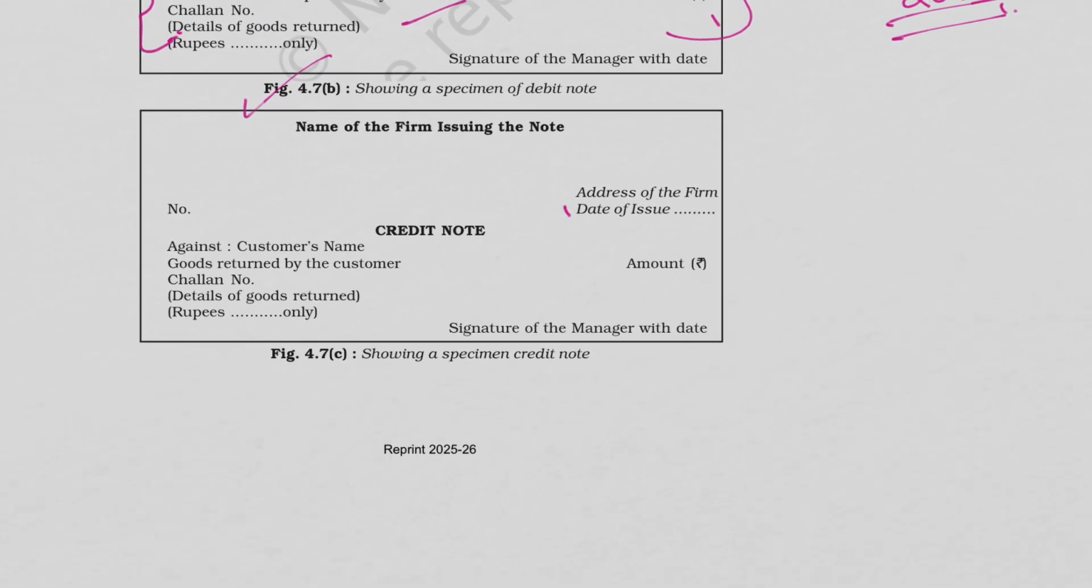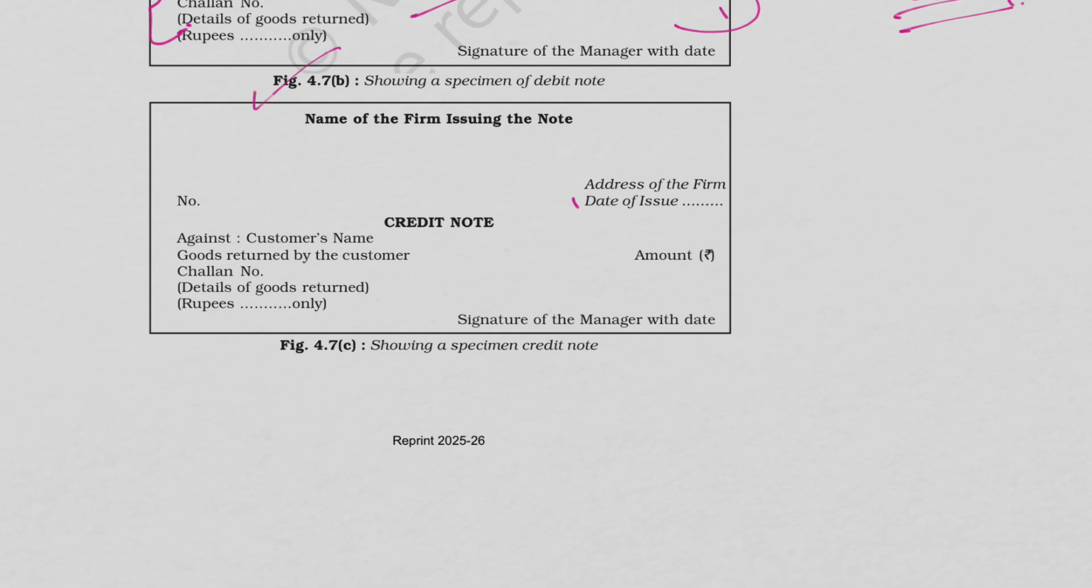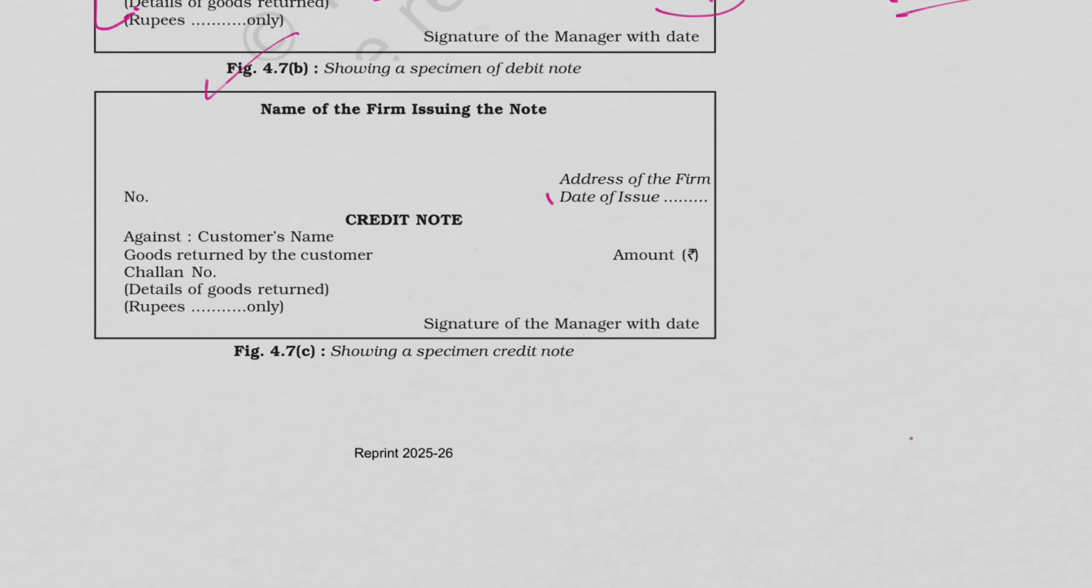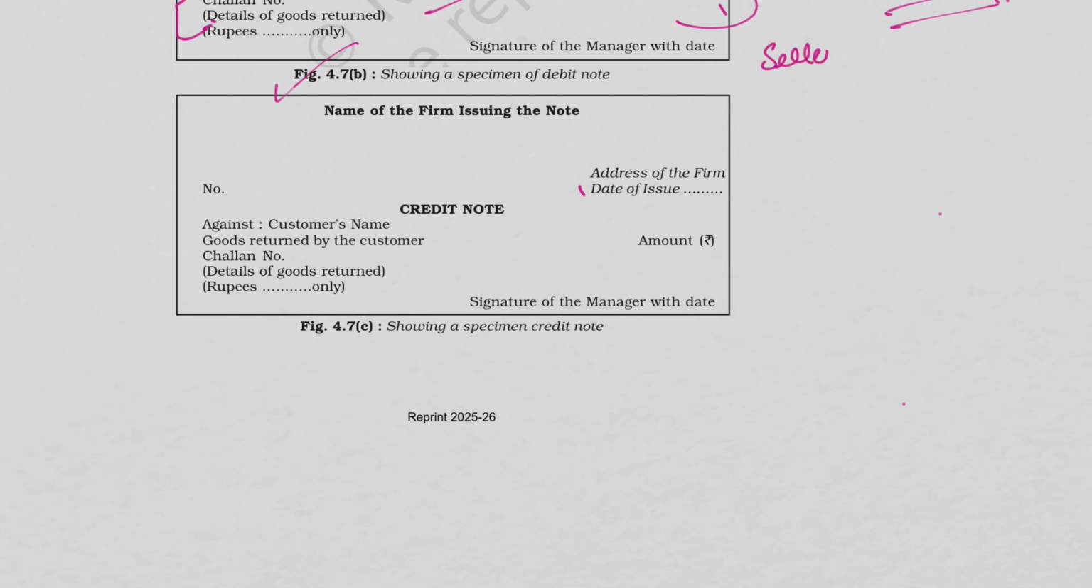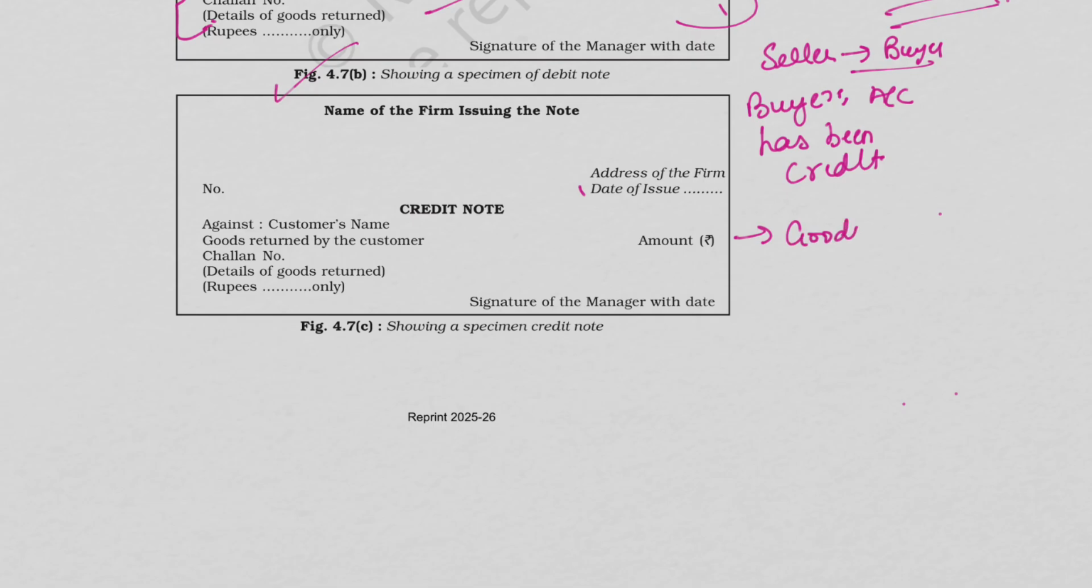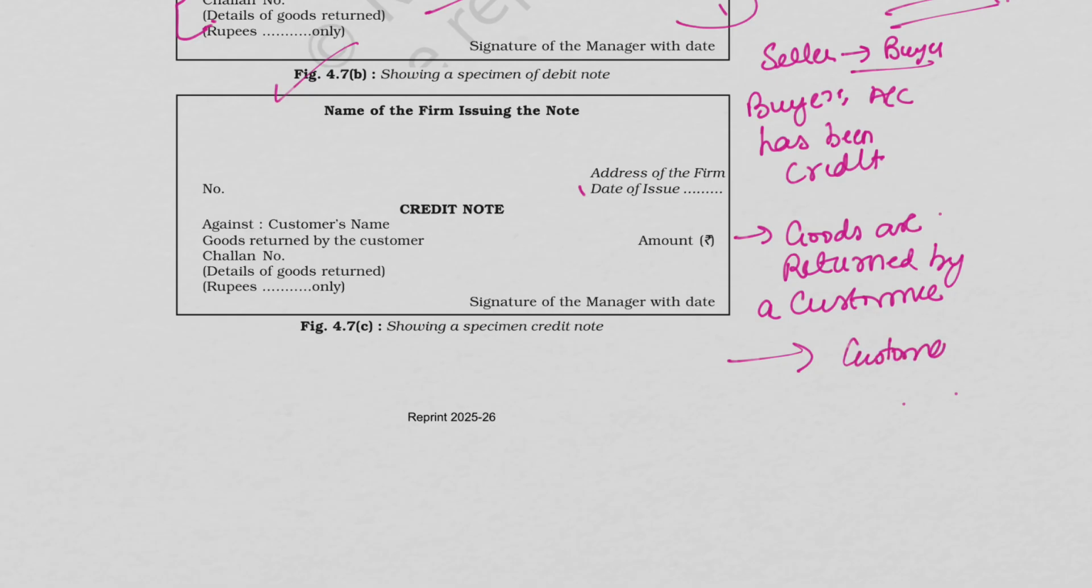Similarly, we have format of credit note also. So credit note is basically a document which is issued by a seller to a buyer informing that the buyer's account has been credited. So in simple words, when goods are returned by a customer, we issue a credit note to that customer because we are crediting the customer's account.